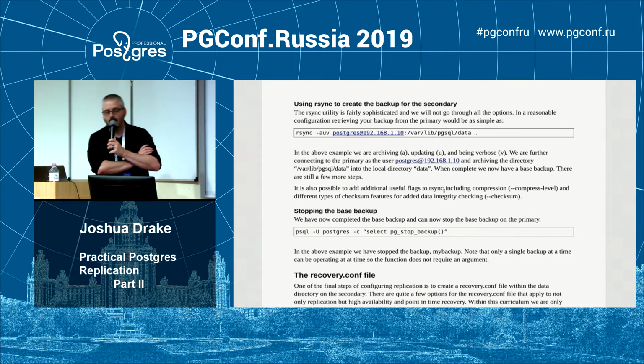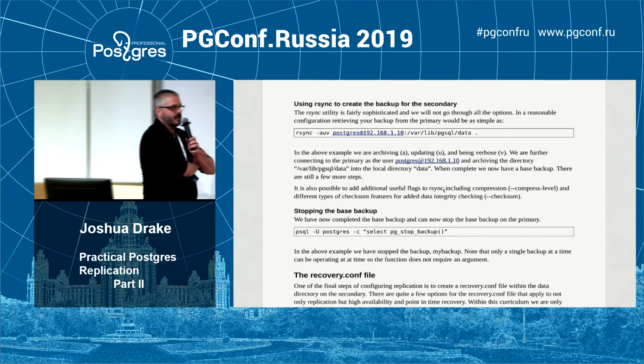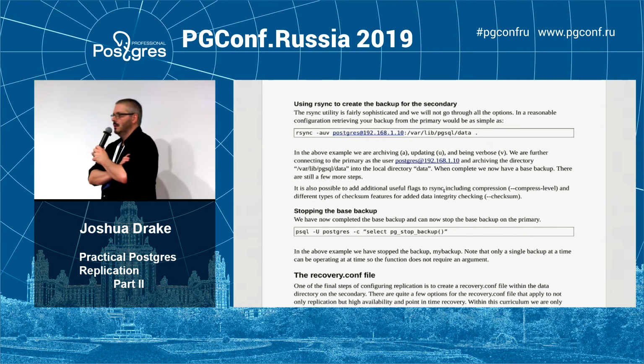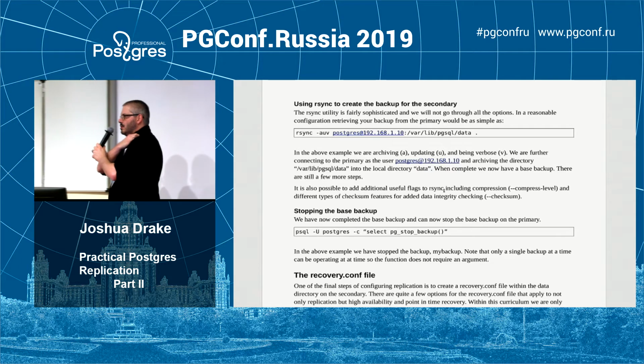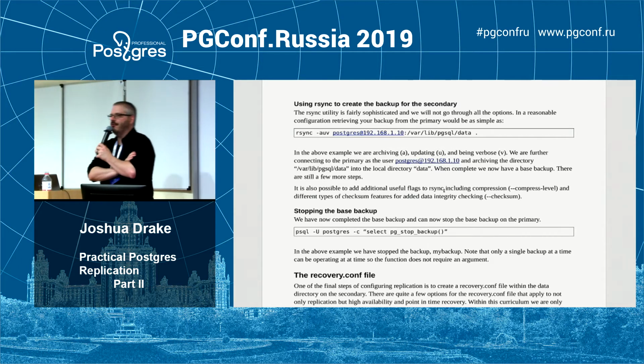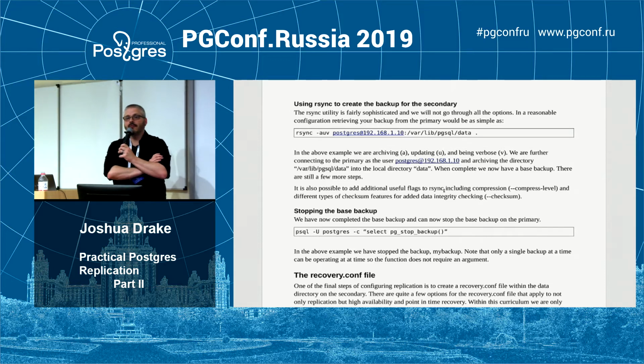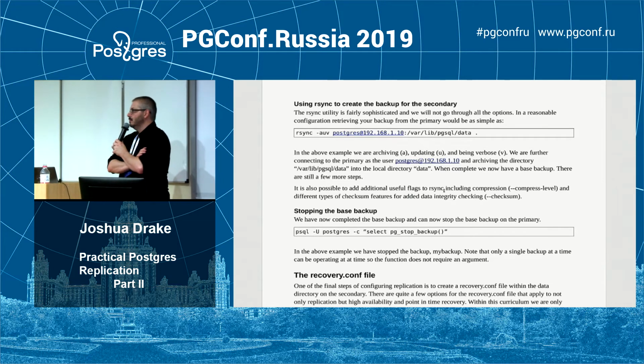Now, I connected as postgres for a reason. It's because postgres owns all the files on the primary. You can't use an unprivileged user. It would have to be whoever owns the files. So on Linux, it'll be postgres. On FreeBSD, it would be something like pgsql.